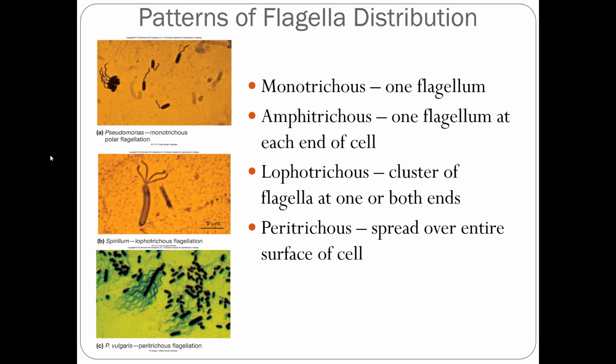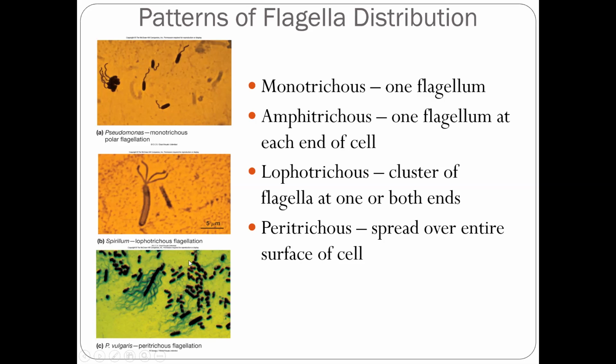Now, based on the location of the flagella, we classify bacteria into 4 categories: monotrichous, only one flagellum; amphitrichous, one flagellum at each end; I don't have a picture here; lophotrichous, which is a cluster of flagella at one or both ends; and peritrichous, which is flagella covering the surface.